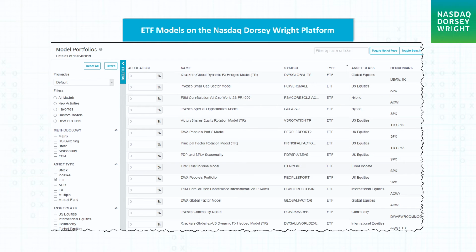In addition to the fund score models, we also have RS switching models, so looking at one versus another in terms of an ETF and determining which one is strong. And then we have matrix-based models, which take an inventory of ETFs and say, okay, what are the best in the group, and then let's allocate accordingly based on that.